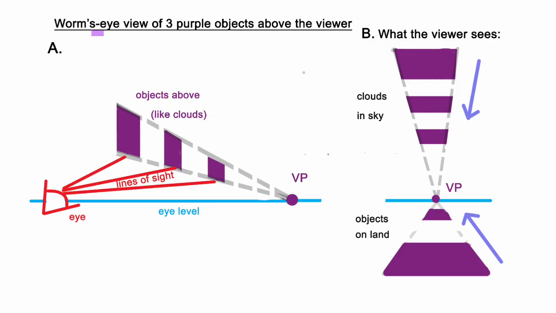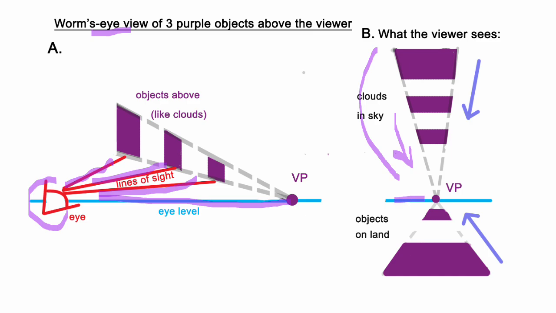These are diagrams of a worm's eye view of three purple objects. Here's the eye looking up at these purple squares. Her line of sight becomes more and more horizontal with distance, and when it reaches the vanishing point, she is then on the eye level viewpoint. This is what she sees. In the sky, the clouds go down with distance, approaching eye level, and on land, objects go up toward eye level.